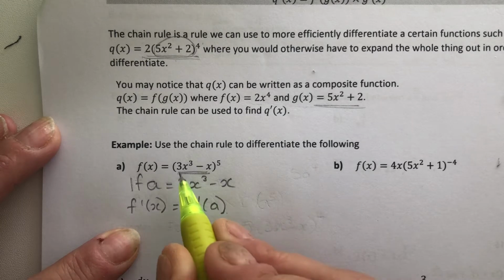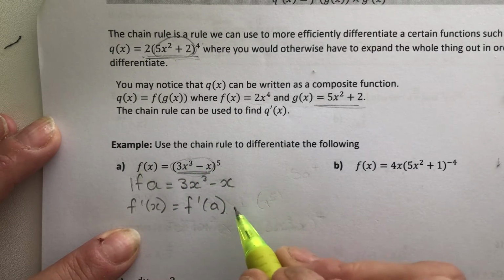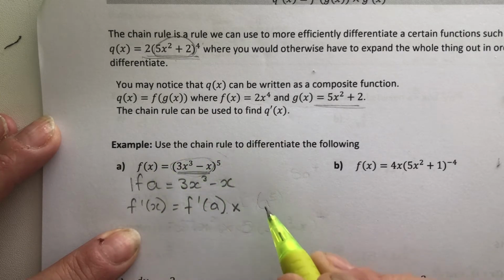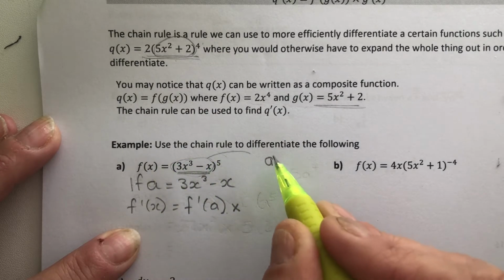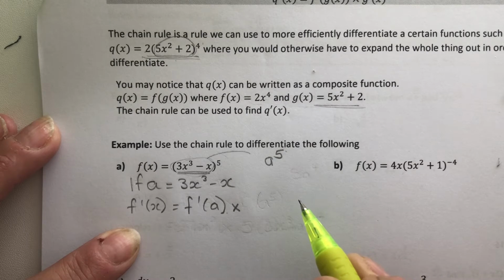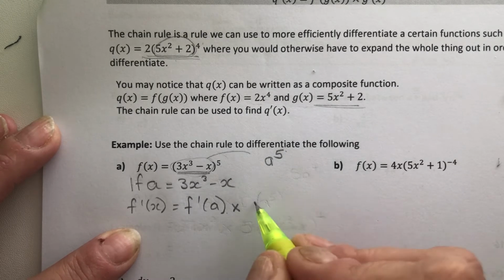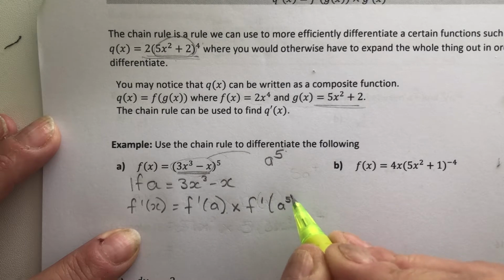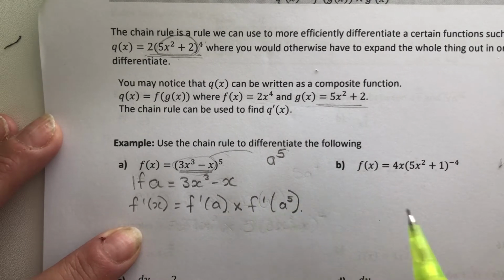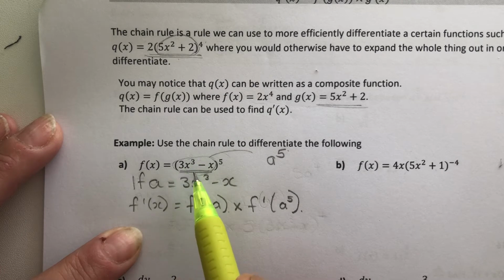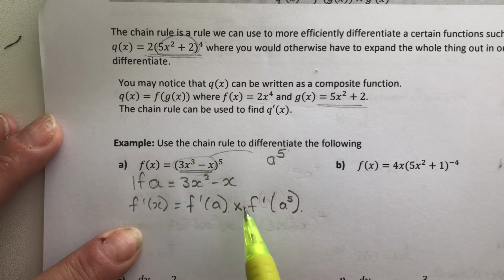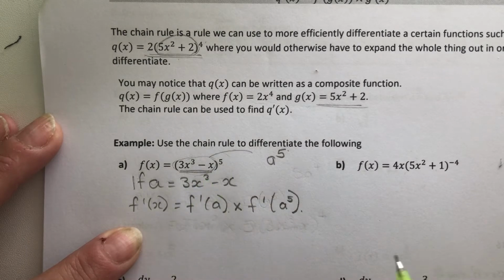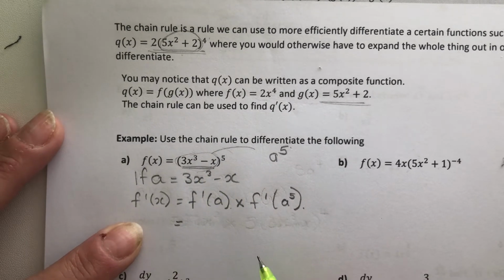A, so that would be what's in here, and we're going to multiply that by the outer function. Okay, so the outer function in this case would be A to the power of 5. So we're going to multiply that by A to the power of 5, the differentiation of it. So we're going to differentiate what's inside, and then we're going to multiply the basic one, so A to the power of 5. So let's see what happens when we do that.